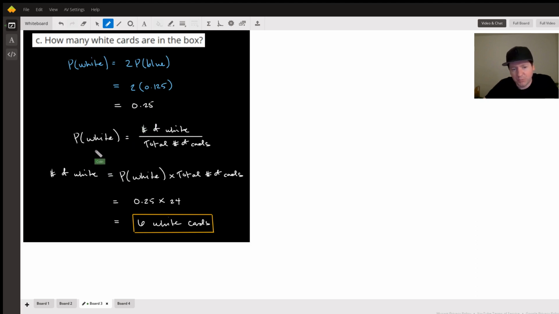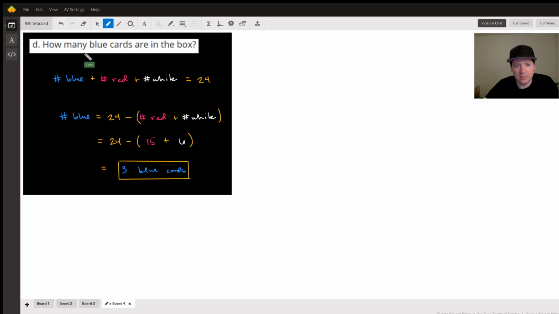Now, again, using the definition of probability, the probability of getting a white card would be the number of ways we can get white cards divided by the total number of cards. Simply rearranging this a little bit by multiplying both sides by the total number of cards, we get that the number of white cards is simply equal to the probability of getting a white card times the total number of cards. We know both of those. The probability of getting a white card is 0.25, and the total number of cards in the deck is 24. If we do that math, we get that there are 6 white cards.